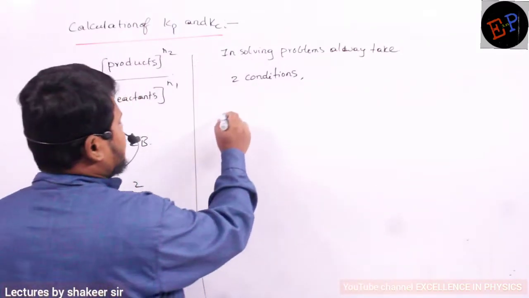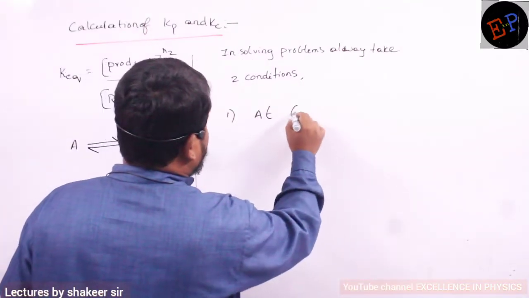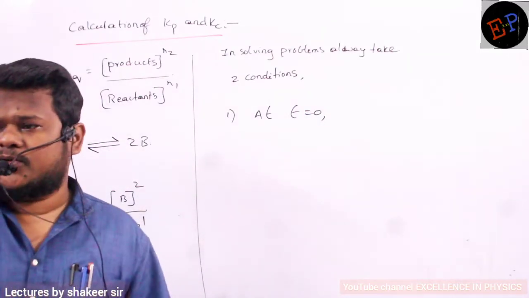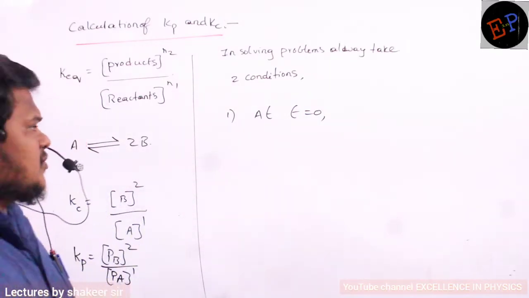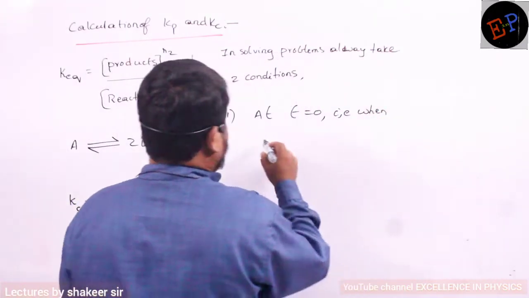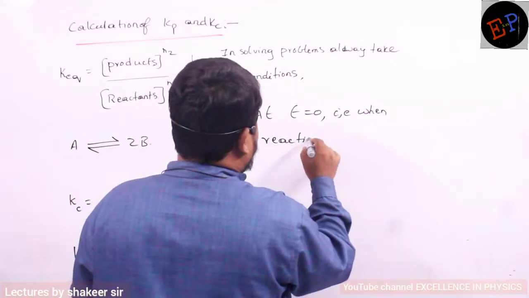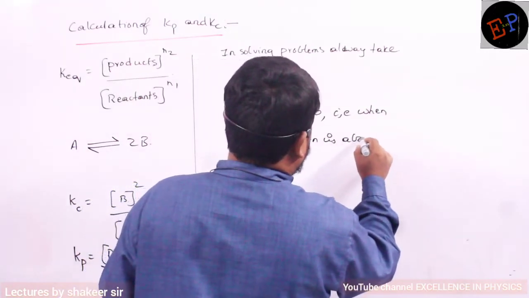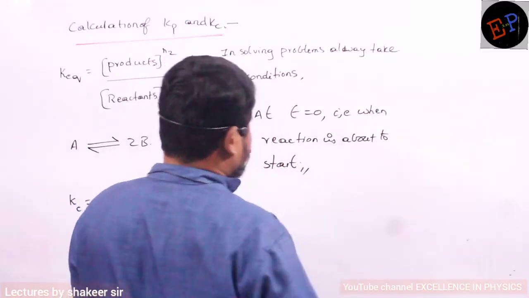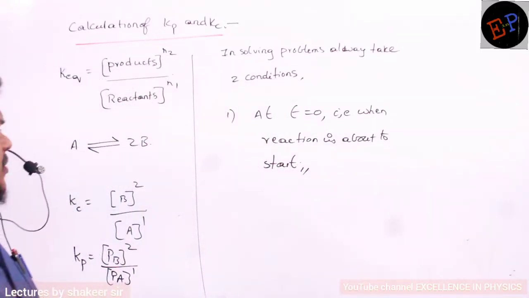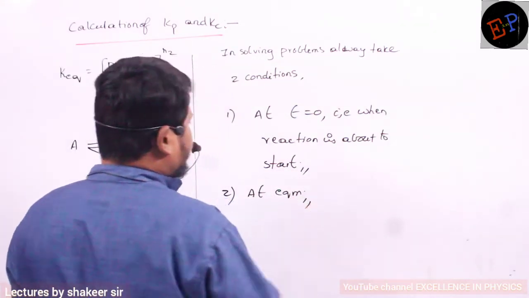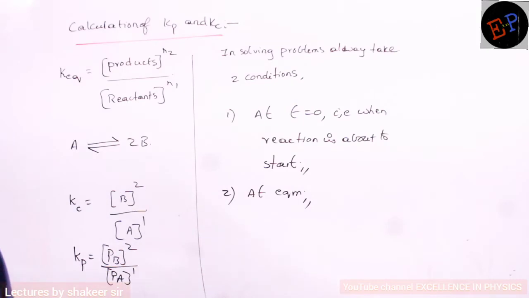First condition is at t equal to 0. What is meant by t equal to 0? When the chemical reaction is about to start. That is called time equal to 0. In this condition, you take t equal to 0. Second condition is at equilibrium. At equilibrium, you take the second condition. Are you able to understand?